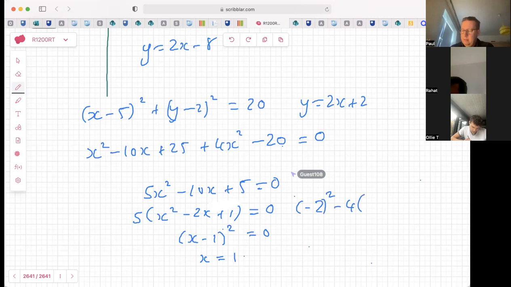So in this case, you got x minus 1 squared, and that shows there's only one solution. So this tells you that there is only one solution, and it tells you where that solution is.